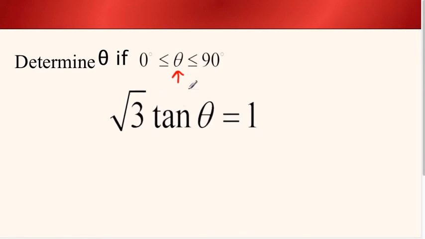To solve this, let's do it like we would have done in grade 10. We would have isolated for the tan theta. So I'm going to divide both sides by root 3. So I've got tan of theta, and that's going to equal, if I divide by root 3, it's gone, I got 1 over root 3. Okay, so I need tan of some angle equals 1 over root 3.